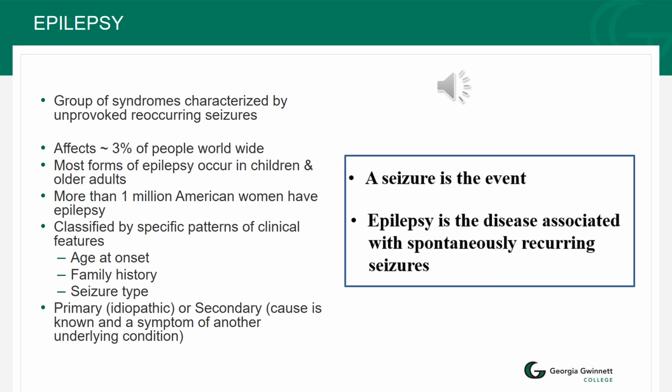But primary epilepsy is considered idiopathic, and what that means is they don't know what's causing it. Secondary, the cause is known, and there's an underlying condition, whether that be a brain tumor or whatever it is that's causing it. But to be clear, epilepsy is the disease associated with the spontaneous reoccurring seizures, and a seizure is the event. If your client just has one seizure, and they don't have these recurring spontaneous seizures, they don't meet the other criteria, then they don't have epilepsy. They're a person with seizures.